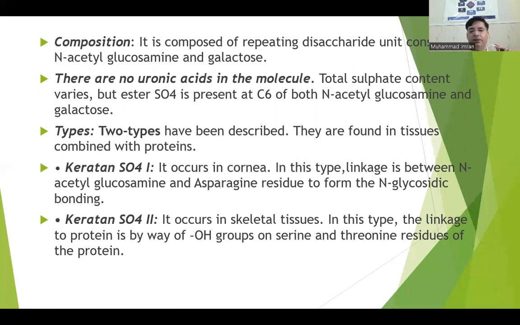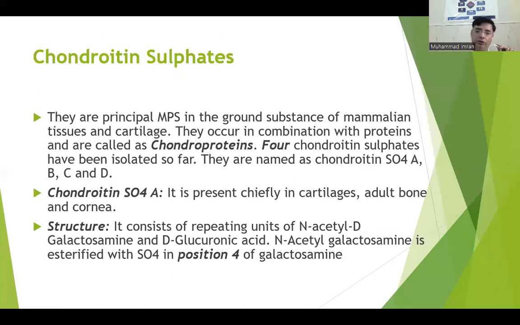Keratan sulfate type 1 is present in the cornea. And why is it known as type 1? Because it has an N-glycosidic linkage. This heteropolysaccharide keratan sulfate makes an N-glycosidic linkage with the asparagine residue of the protein on their N-terminal. Keratan sulfate 2 occurs in skeletal tissue and makes an O-glycosidic linkage, because this keratan sulfate is attached to the protein through an O-glycosidic linkage through serine and threonine residues.